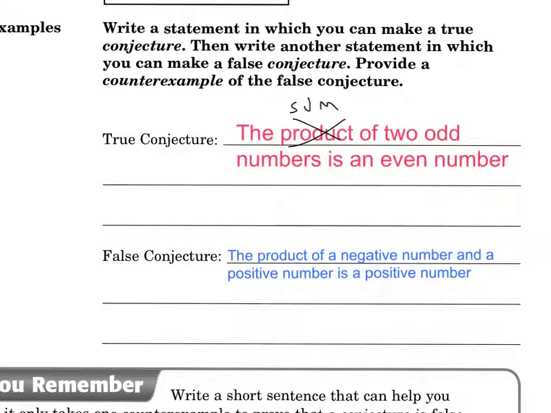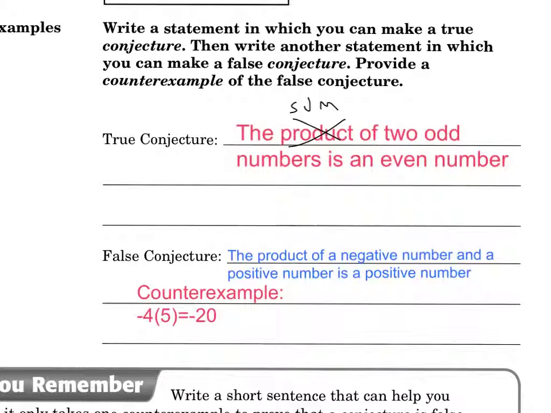So what that would look like is negative 4 times 5 equals negative 20. Now that's an example. That's not a reasoning. It just specifically shows that here we have the product of a negative and a positive number that is not a positive answer.